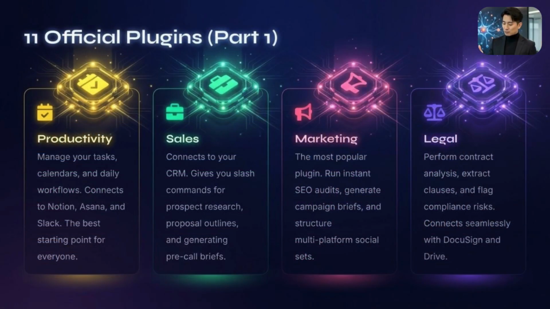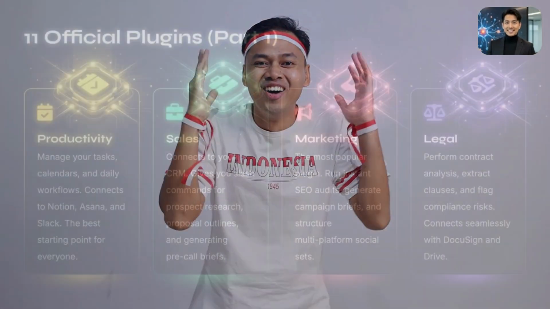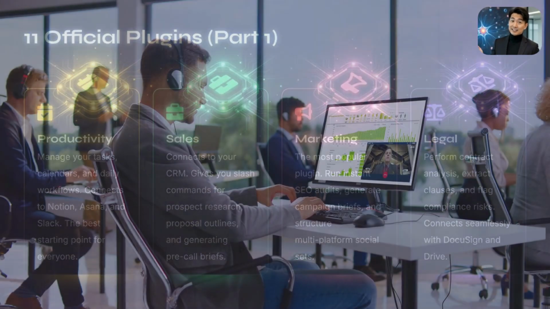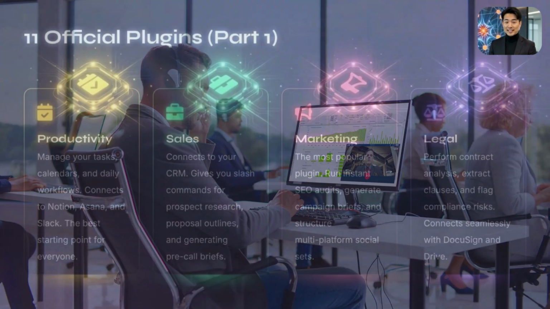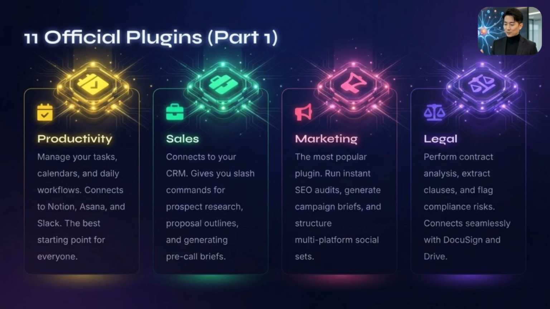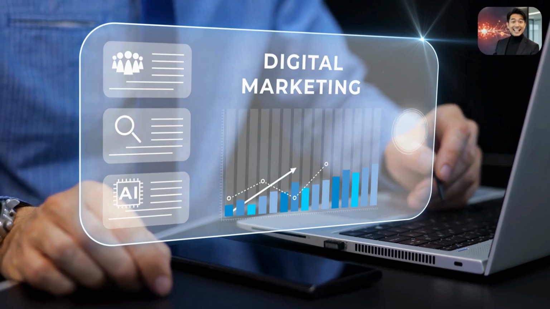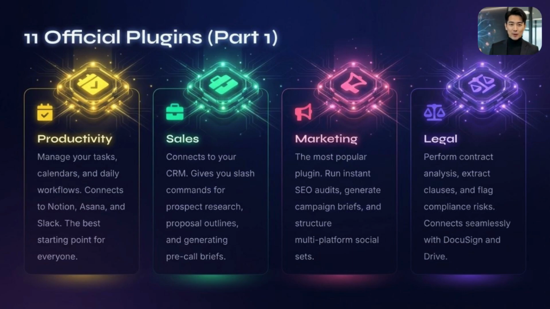Anthropic has officially released 11 open source plugins to get us started. Let's look at the first batch. First is the productivity plugin. This is the best starting point for everyone. It manages tasks, calendars, and daily stand-ups. Next is sales, an incredibly high ROI plugin that connects to your CRM for prospect research and call prep. Then we have marketing, which is actually the most popular. It handles SEO audits, content briefs, and campaign strategies directly within Claude.